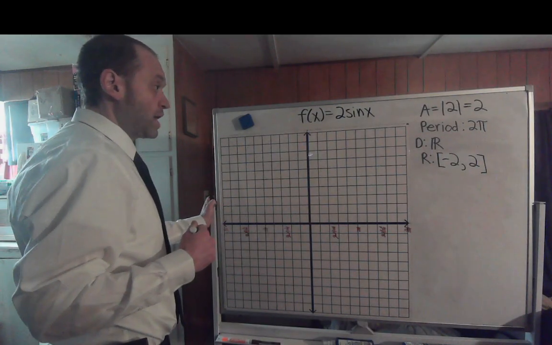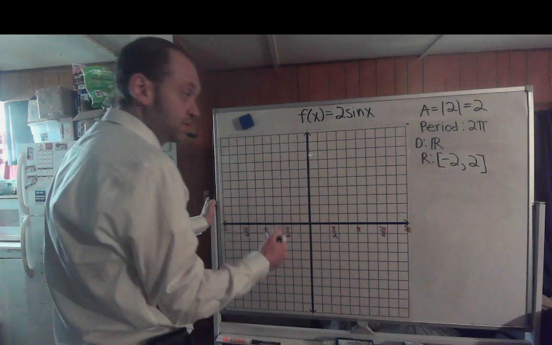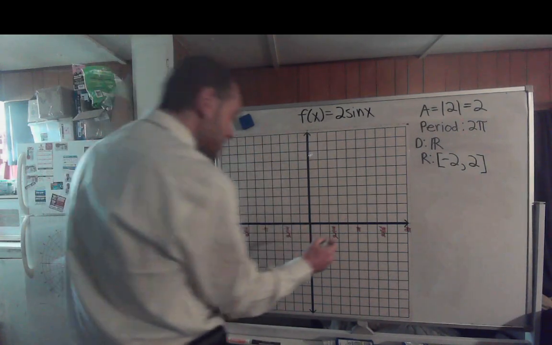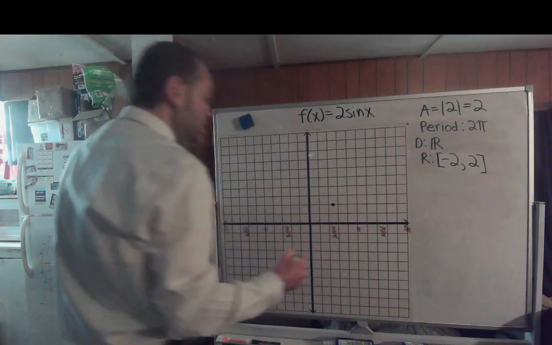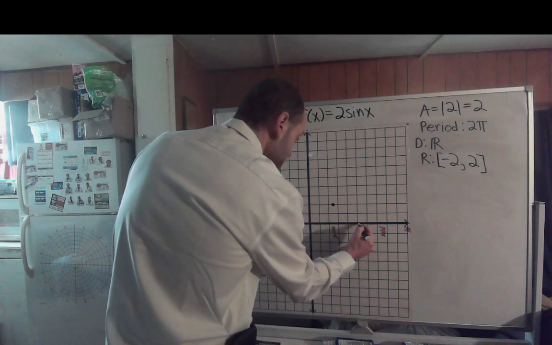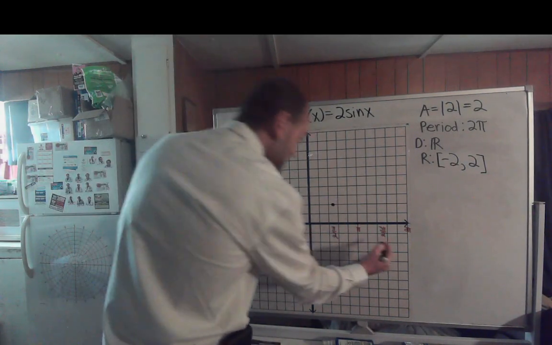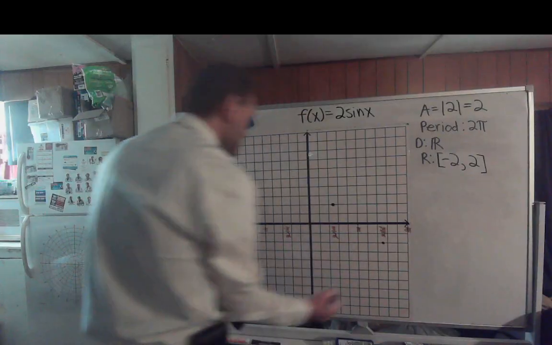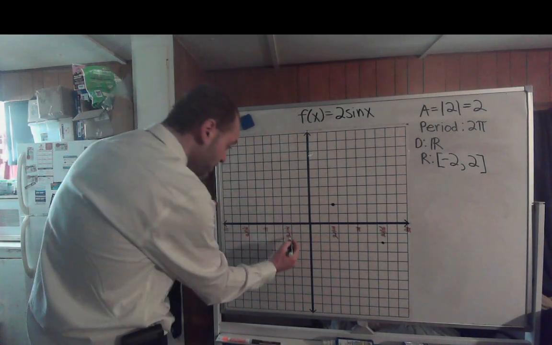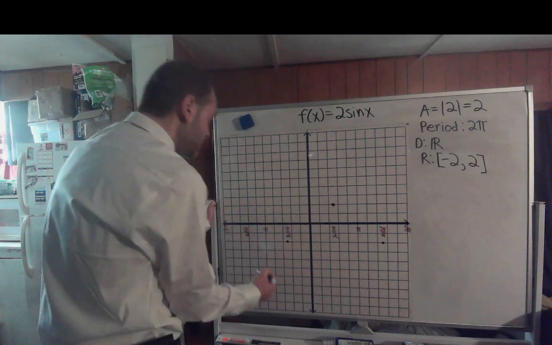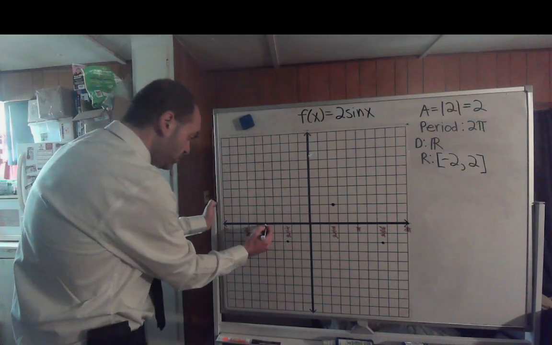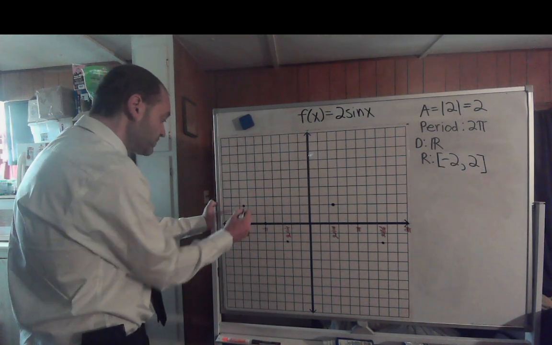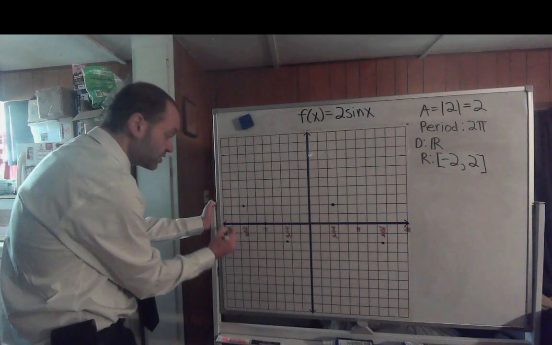So, alright, let's do sine of 0 is still 0. 2 times that is 0. Sine of pi over 2 is 1. Take that times 2, you actually get 2. Sine of pi is 0. Sine of 3 pi over 2 is -1 times 2 is actually -2. Sine of 2 pi is 0. Sine of negative pi over 2 is -1 times 2 is -2. Sine of negative pi is 0. Sine of -3 pi over 2 is +1 times 2 is 2. Sine of -2 pi is 0. So let's draw this.